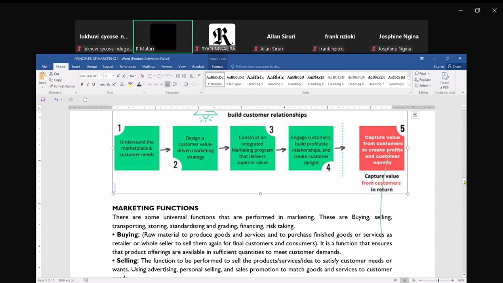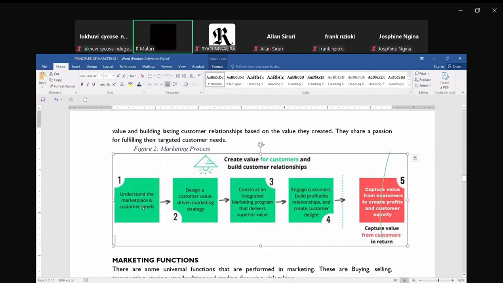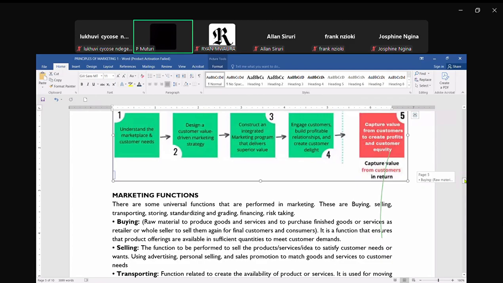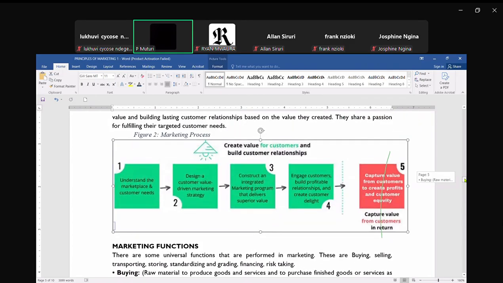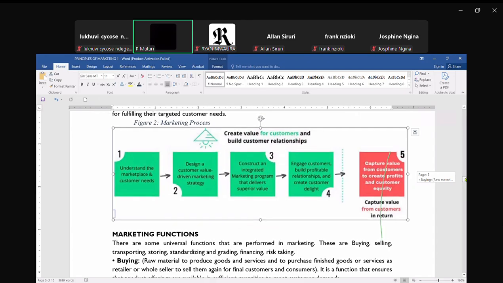So when you're looking at marketing as a process, those are the 5 key steps. Each one of them is loaded with content, topics under each of them. We shall be unpacking that as we continue. And if there's any question, I want to move away from the marketing process. All of it is geared towards creating value for customers and building customer relationships.